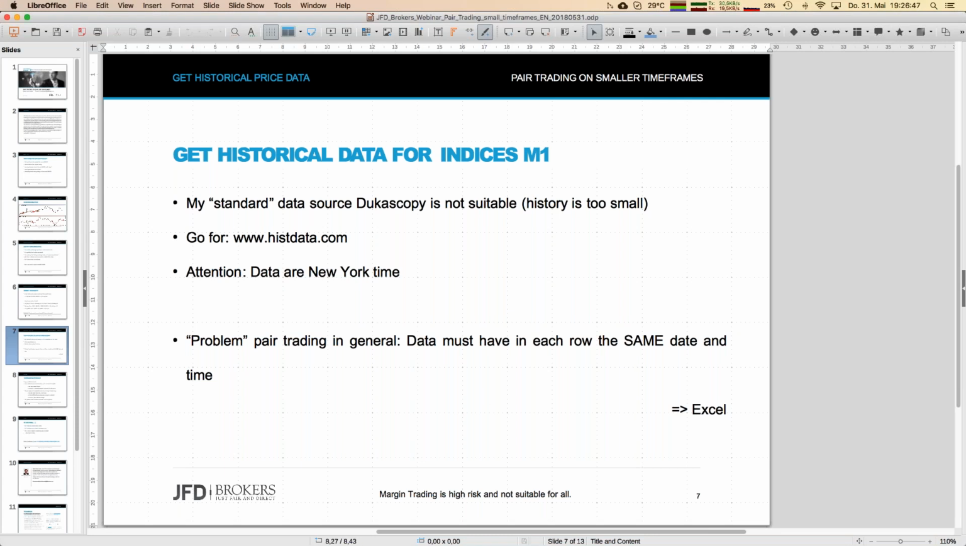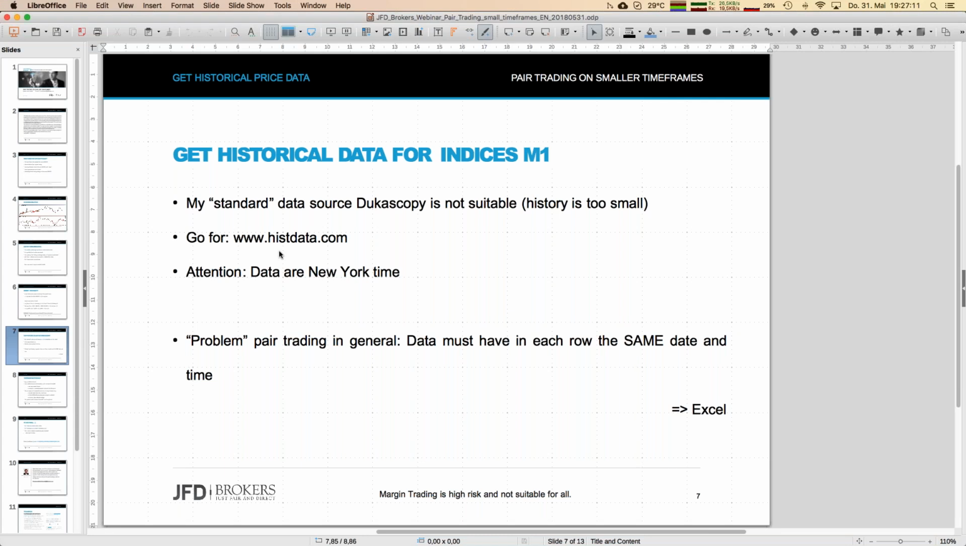So the first thing is, as I mentioned, we switched to another data source, and it's www.histdata.com, and I show the website in a minute. And I mentioned already now, when you go for those data, they have a different time zone. Those data are in the time zone New York, so 6 hours difference at least for Germany.